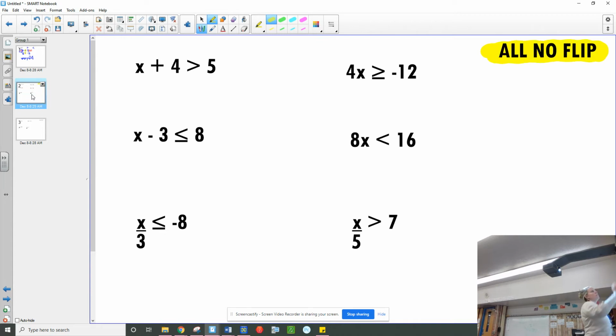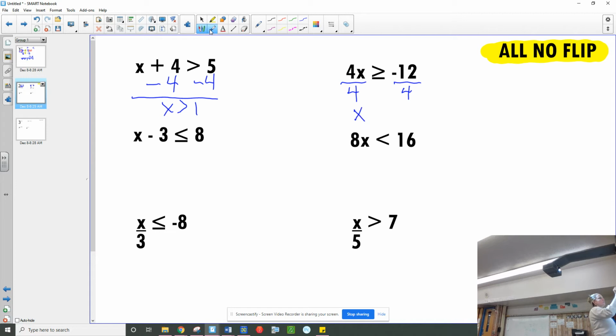So all of these problems do not include a flip. We do not flip the inequality sign on all of these problems because here I subtract 4 on both sides. Here I divide by a +4. I don't care that the 12 is negative. -12 divided by 4 gives me a -3, but because I'm doing a positive on both sides. Adding 3 to both sides, I don't flip.